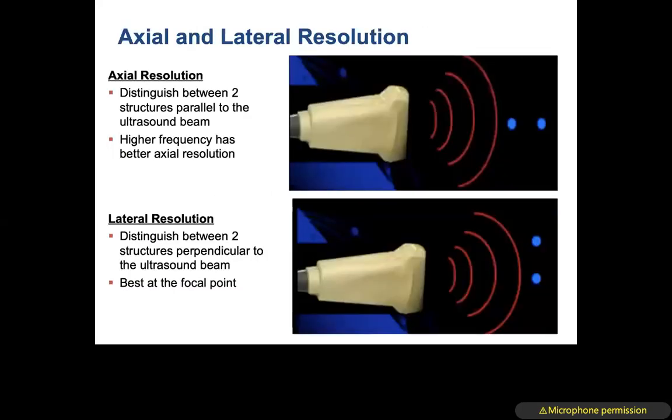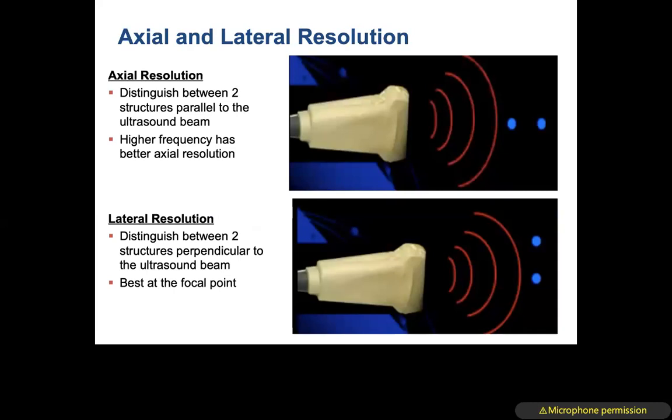We can also talk about axial versus lateral resolution. So axial resolution is how clear are two structures that are parallel to the ultrasound beam. And so if you have a higher frequency, you're going to have a better axial resolution. You're going to be able to see those structures more clearly. Versus lateral resolution is when you can distinguish between two structures that are perpendicular to the beam, or essentially next to each other. This is going to be best at the focal point.